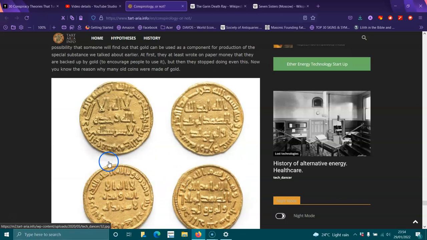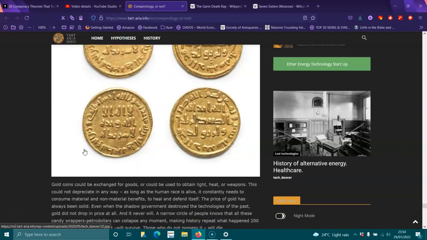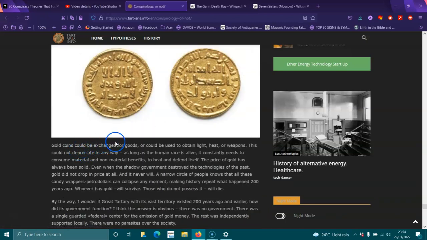So were the coins used to charge up the device, conduct it? Gold coins could be exchanged for goods, or they could be used to obtain light, heat, or weapons. This could not depreciate in any way as long as the human race is alive and consistently needs to consume material and non-material benefits to heal and defend itself. The price of gold has always been solid. Even when the shadow government destroyed the technologies of the past, gold did not drop in price at all. It never will. A narrow circle of people knows that all of these candy wrappers, petrol rollers, can collapse at any moment, making history repeat what happened 200 years ago. Whoever has gold will survive. Those who don't possess it will die.